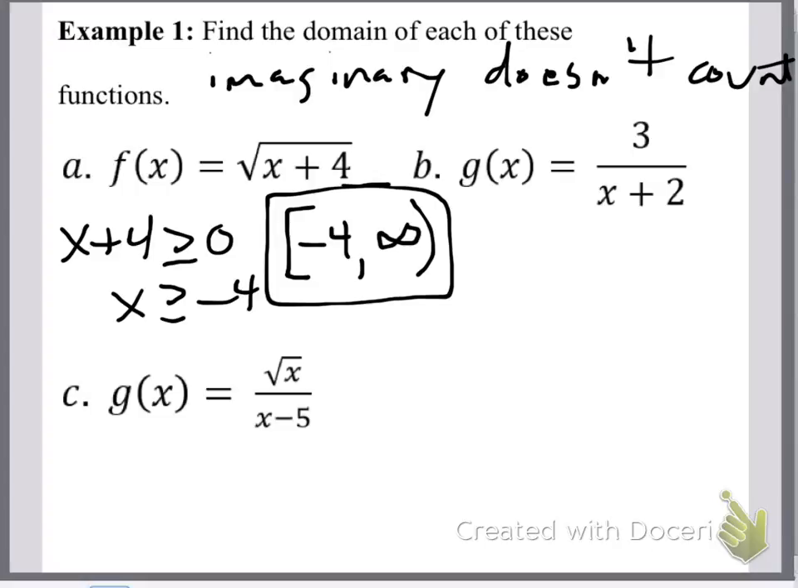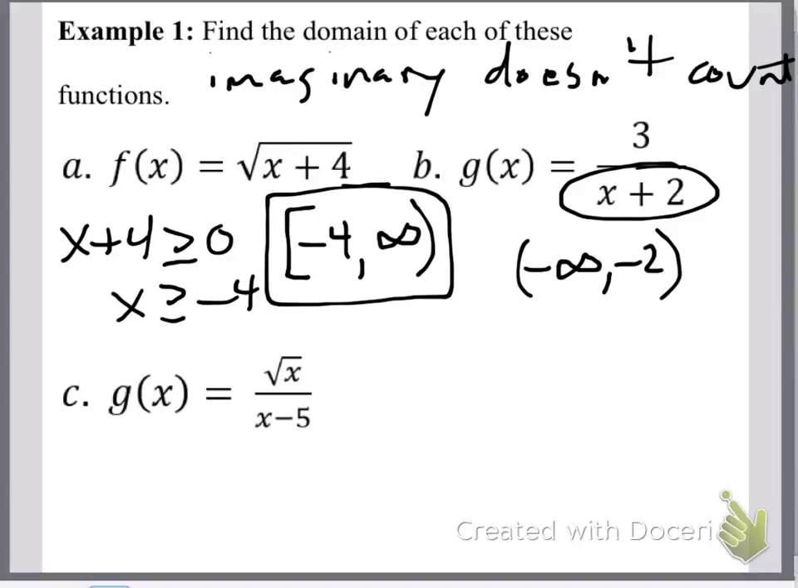Now, if you have a situation where you have a denominator, we do not want 0 in the denominator. Well, what value of x gets us 0 in the denominator? Well, negative 2 does. So all real numbers work except negative 2 for this problem. So here's how we write that. We're going to write negative infinity to negative 2.